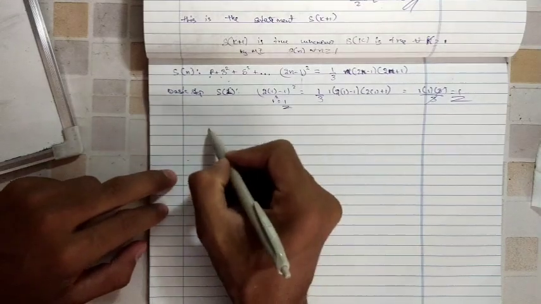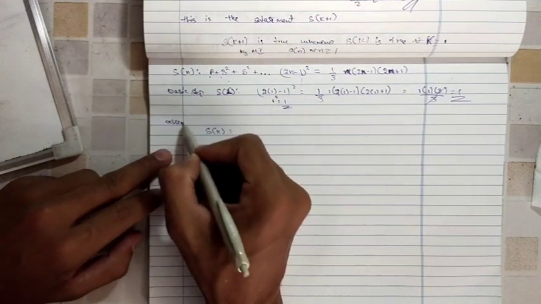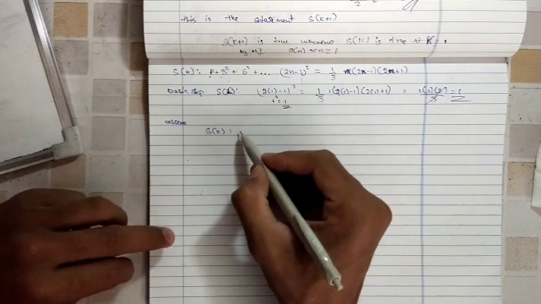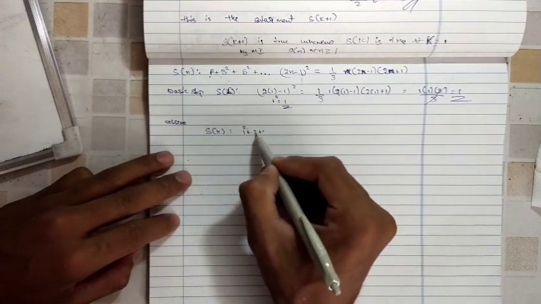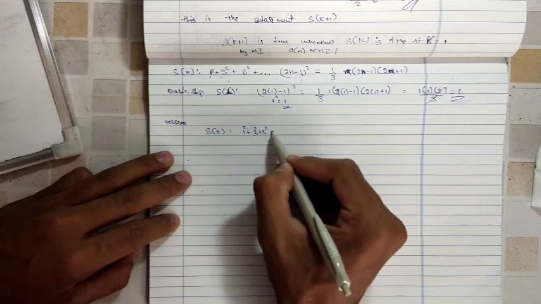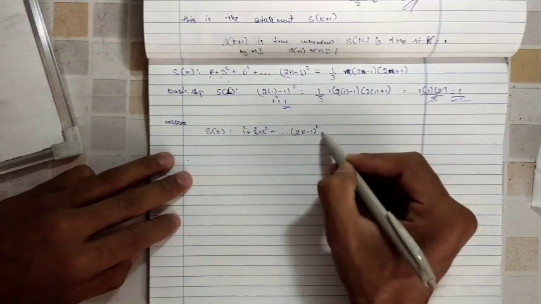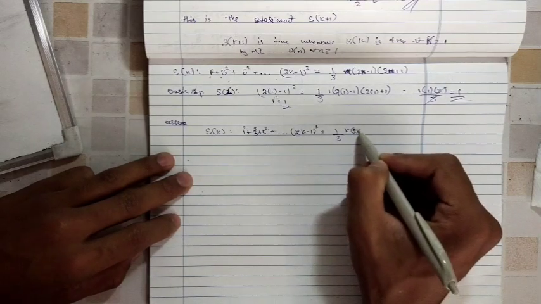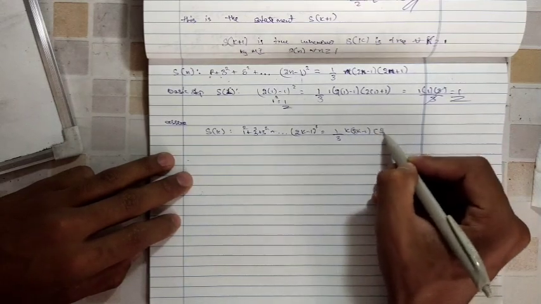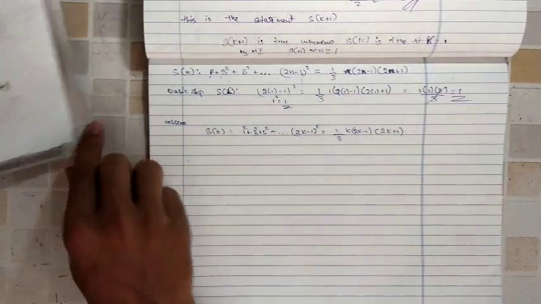Then now for S of k, I will assume. You have to write that theory part. Assume S of k is true: 1 plus 1 square plus 3 square plus 5 square, and so on up to 2k minus 1 the whole square, is equal to 1 by 3 into k into 2k minus 1 into 2k plus 1. Now remember, I got this question, right.